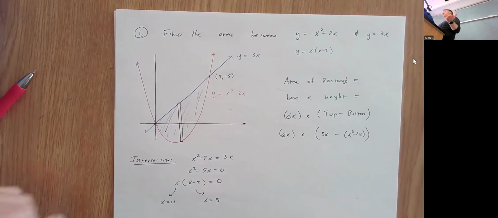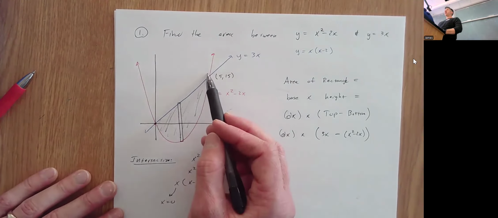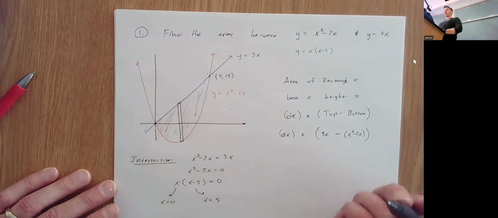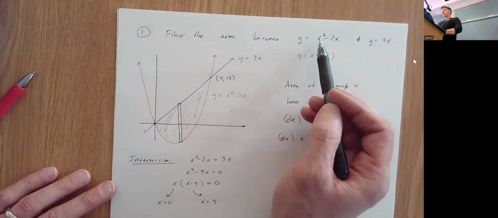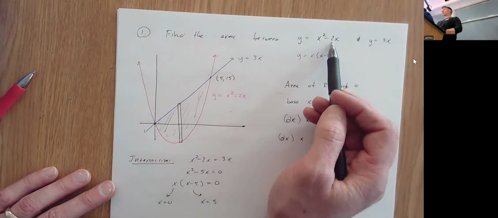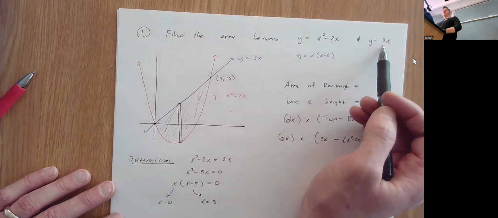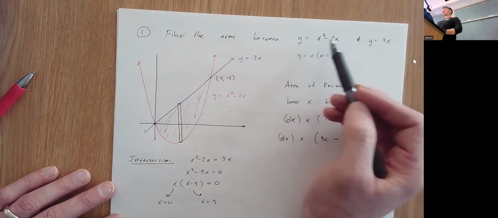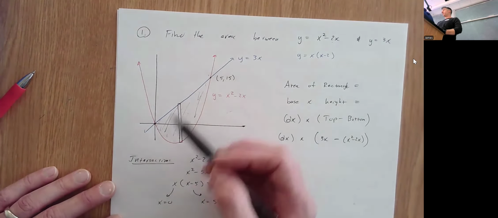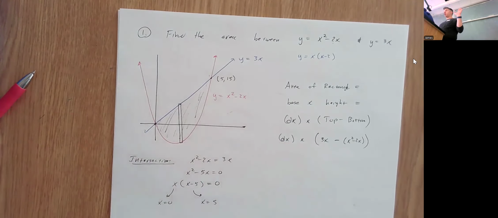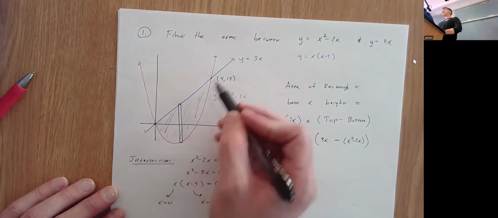So here's something kind of interesting. If we hadn't graphed it, we could have figured out which function was on top by picking a number between 0 and 5 and plugging it into both functions and seeing which function was bigger. So for example, we plug in 1. We plug 1 into the parabola, and you're going to get 1 squared minus 2, which is negative 1. Plugging 1 into the straight line, you're going to get 3 times 1, which is 3. And 3 is bigger than negative 1. So we can see that the straight line is the bigger function, at least on the interval where we're finding the area between them. Right? It's clearly not always the bigger function, but it is between 0 and 5.